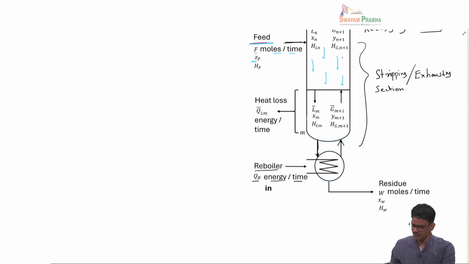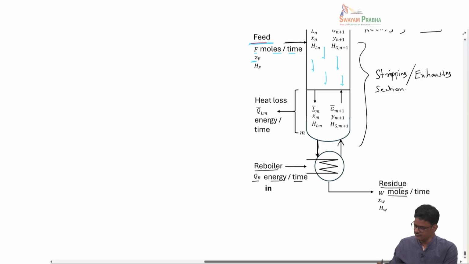Now what we also do here is, in the reboiler, the liquid is partially vaporized and sent up, and the remaining liquid is taken out as a residue, and the residue flow rate is given as W moles per time, and its composition, or the mole fraction of A, is XW, and its enthalpy is HW.